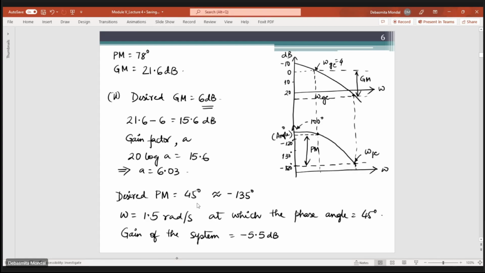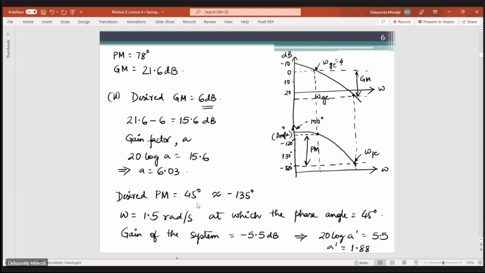So that means that in order to have a phase margin of 45 degrees, you have to increase the gain of the system by 5.5 dB. So the overall gain of the system has to be increased by a factor, similarly like here also. So log A dash will be equal to 5.5. From here you can find the value of A dash, which will be equal to 1.88.